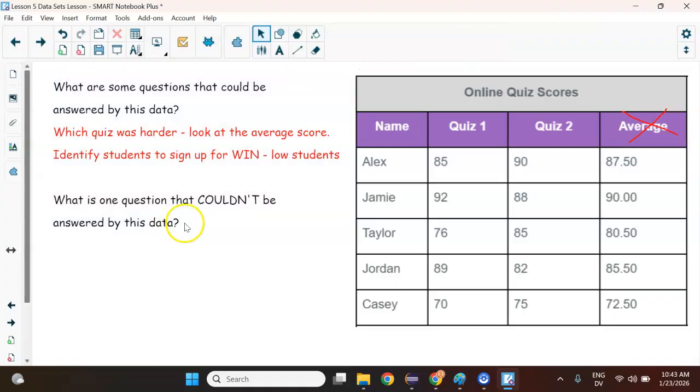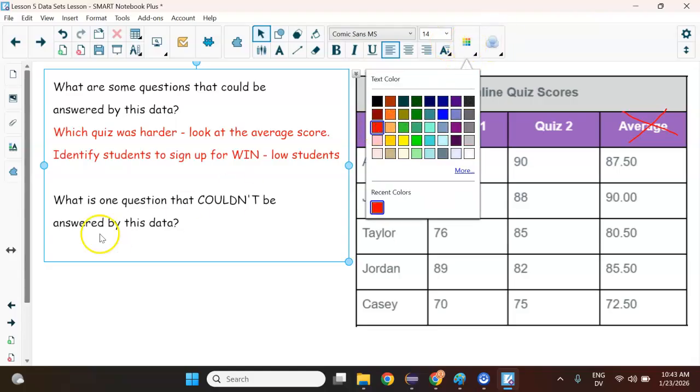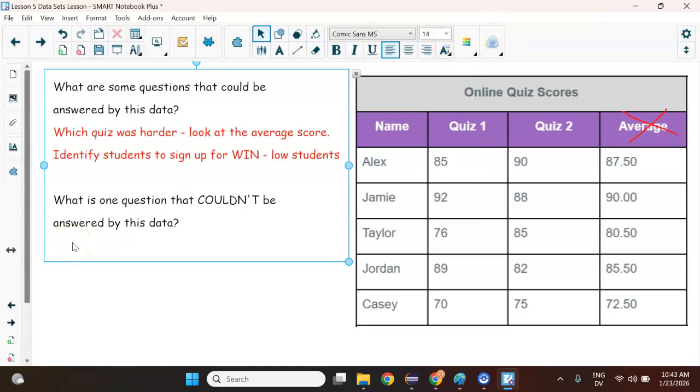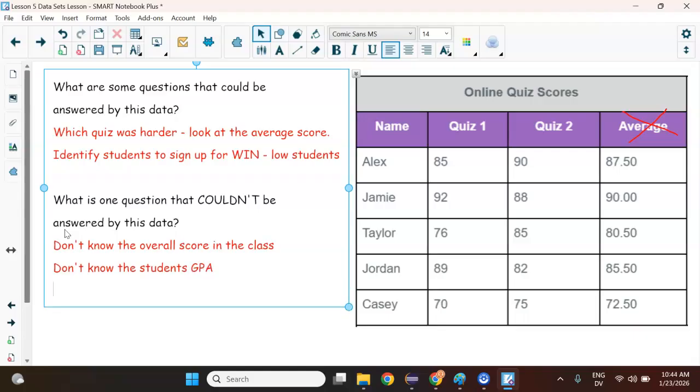Some things that could not be answered by this data. To me, there's quite a lot, because if this was some sort of campus data, there'd be a lot of things missing, right? So one is we don't know the overall score in the class, because I'm assuming there are other assignments besides this quiz. We wouldn't know the students' GPA because we don't have all their other grades from other classes.